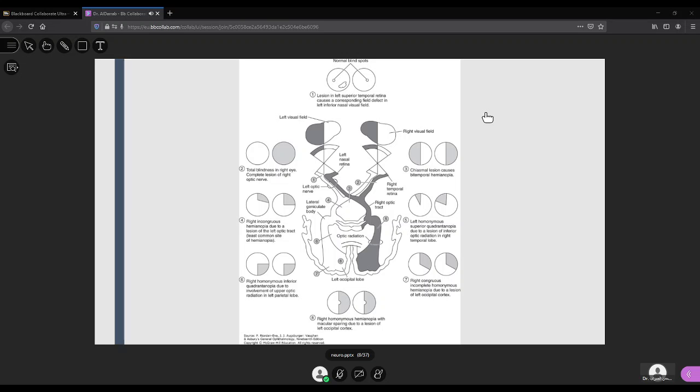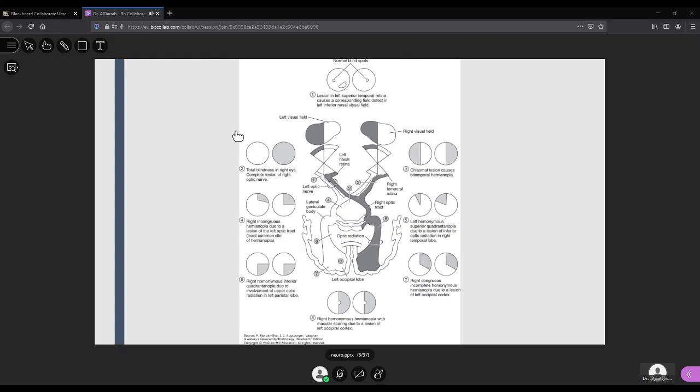So the first lesion, in the superior temporal retina, causes a corresponding field defect in the left nasal visual field. So retinal damage is always the opposite in the visual field. The superior is inferior, the nasal is temporal. So a superior temporal retina lesion will cause what? An inferior nasal visual field defect. So this is number one. The retina is always opposite.